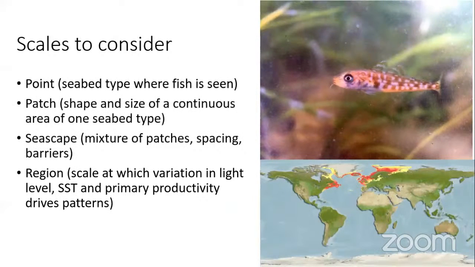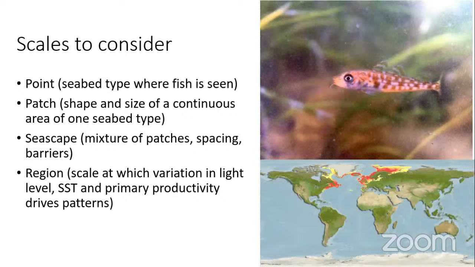But there are two scales going in between. So there's the patch scale. What do we know about the shapes and sizes of patches of habitat of different sorts? If we see this fish in this piece of seabed, is that the only bit there, or is that part of an enormous expanse of it? Is it part of a whole load of different patches? And these make up the seascape.